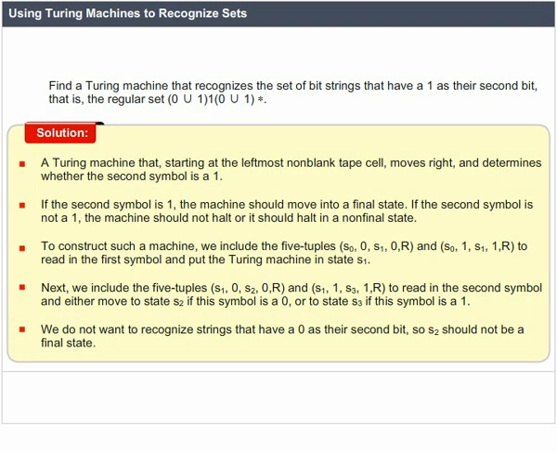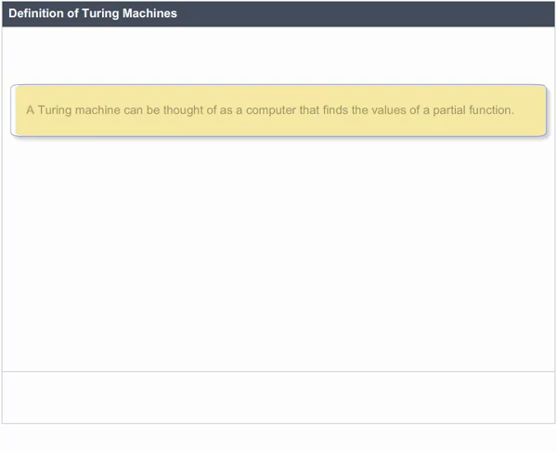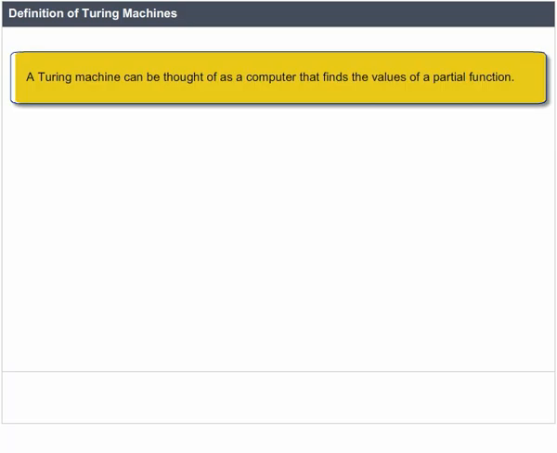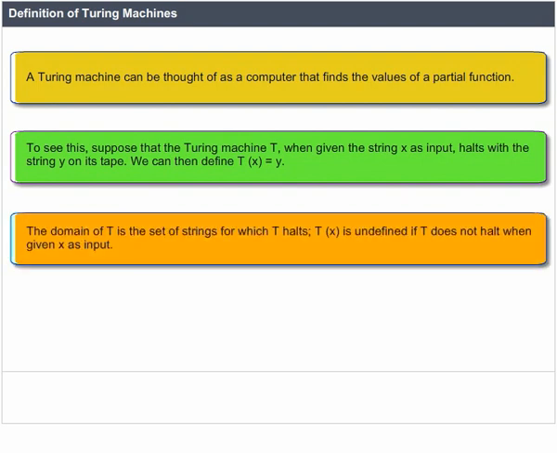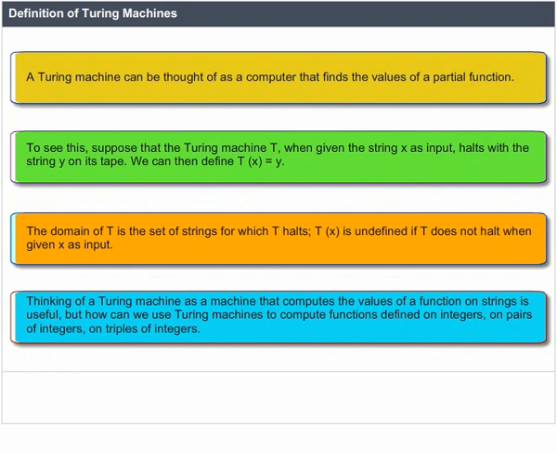Definition of Turing machine. A Turing machine can be thought of as a computer that finds the values of a partial function. To see this, suppose that the Turing machine T, when given the string x as input, halts with the string y on its tape. We can then define T(x) = y. The domain of T is the set of strings for which T halts. T(x) is undefined if T does not halt when given x as input. Thinking of a Turing machine as a machine that computes the values of a function on strings is useful. But how can we use Turing machines to compute functions defined on integers, on pairs of integers, on triples of integers?